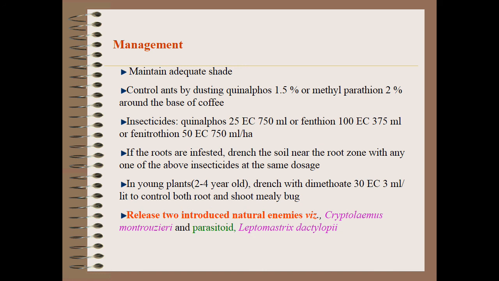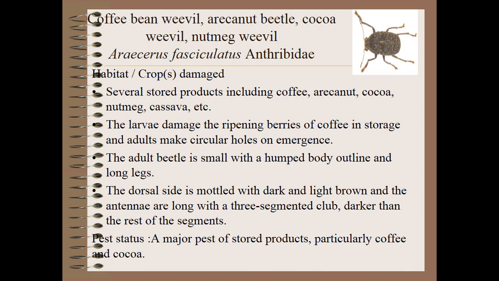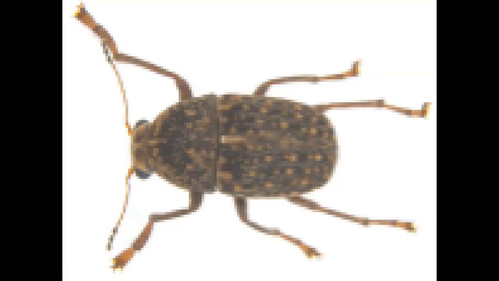like Leptomastix dactylopii. The last one is the coffee bean weevil, or arecanut beetle, or cocoa beetle, or nutmeg weevil, Araecerus fasciculatus, Anthribidae, Coleoptera. Several stored products including coffee, arecanut, cocoa, nutmeg, and cassava are affected by this pest. Larvae damage the ripening berries of coffee in storage, and the adult makes circular holes on emergence. The adult beetle is small with a humped body. It is a major stored product pest, particularly of cocoa and coffee.